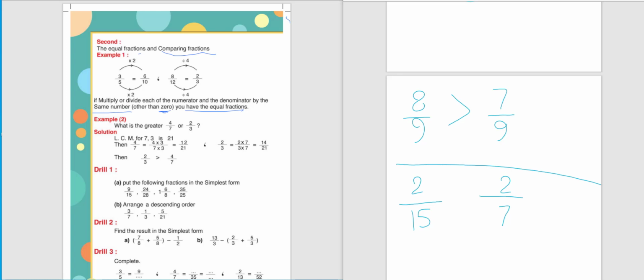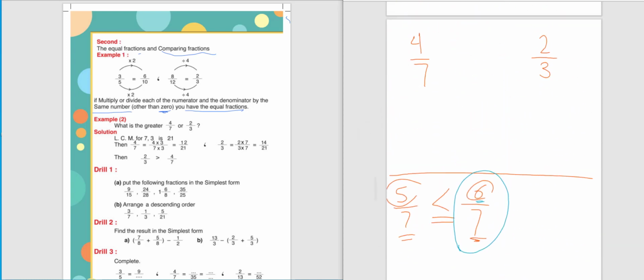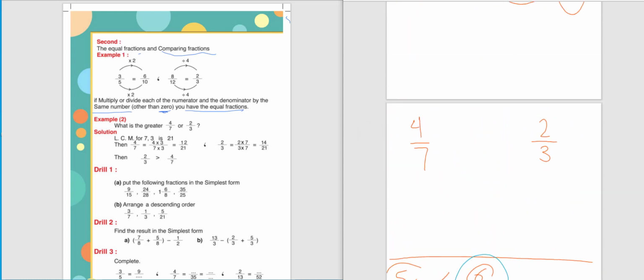When we have 2 over 7 and 2 over 15, same numerator but different denominator, we will choose the smallest denominator, the greatest fraction. Okay? Then let's go back to our example. Here we have 4 over 7 and 2 over 3. So 2 over 3 and 4 over 7 must get the same denominator or the same numerator to compare.